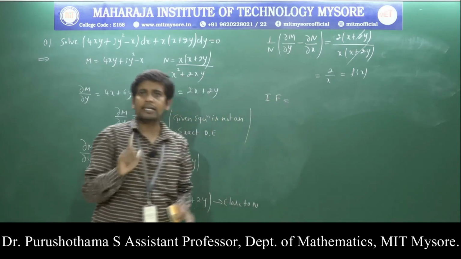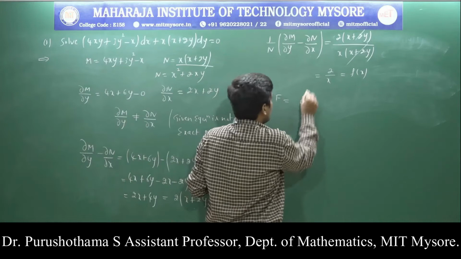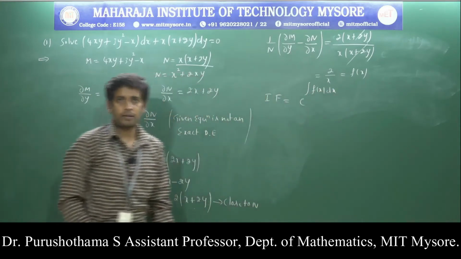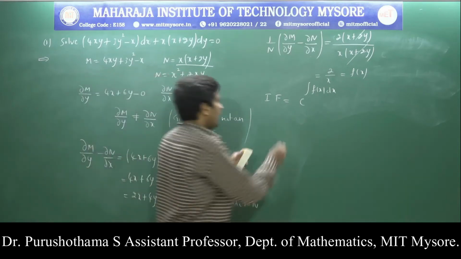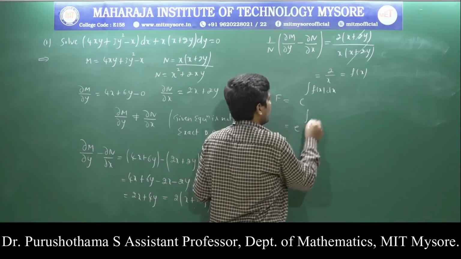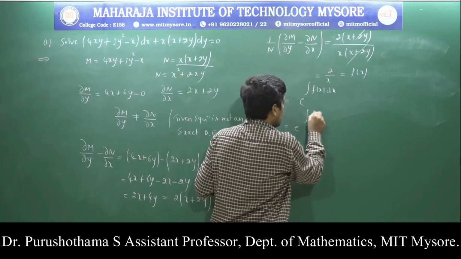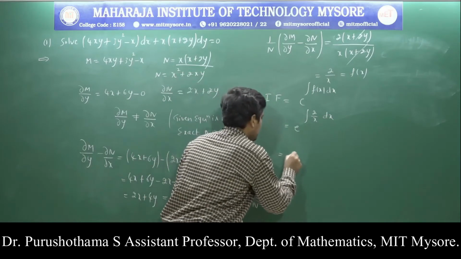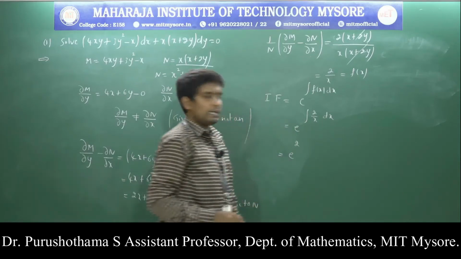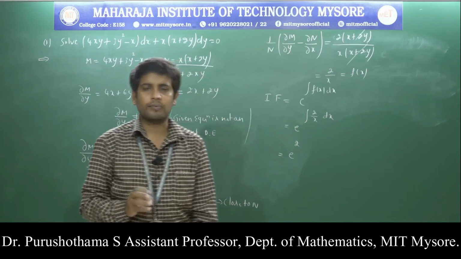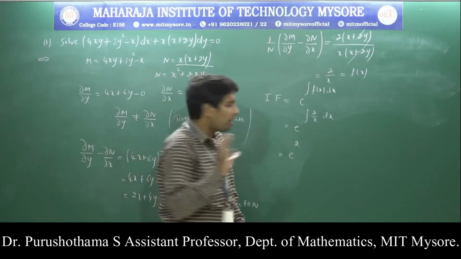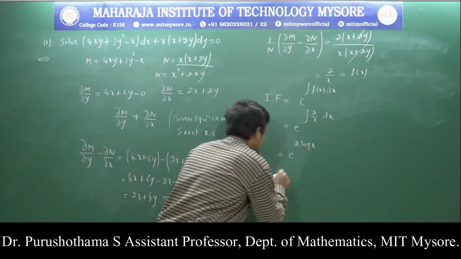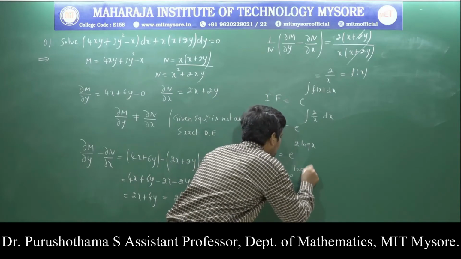For this function, the integrating factor is e power integral of f of x dx. This is the integrating factor. That is e power integral of 2 by x with respect to x, which is the same as e power 2 times the integration of 1 by x. The integration of 1 by x is nothing but log x, so we get e power 2 log x, which is the same as e power log x square.